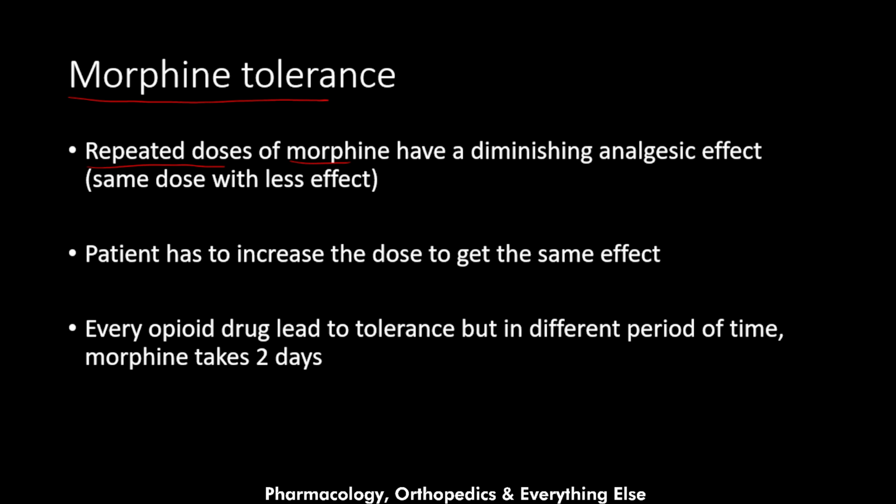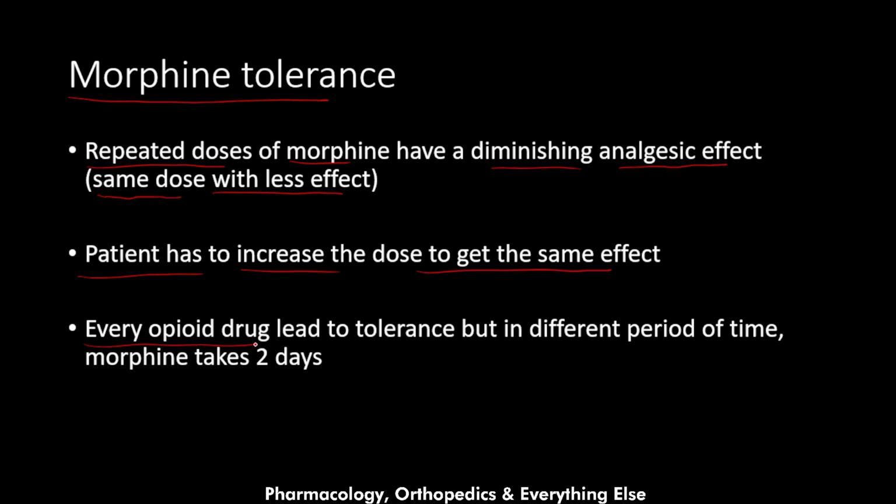Because the body would adapt to the morphine, there is a neuroadaptation to the morphine, and there is also receptor upregulation of the opioid receptors, so their number would increase, and this would lead to diminishing analgesic effects, meaning when you use the same dose that you used yesterday, this dose today would give us less effect because of the neuroadaptation and receptor upregulation that I mentioned before. And because of that, the patient has to increase the dose to get the same effect.